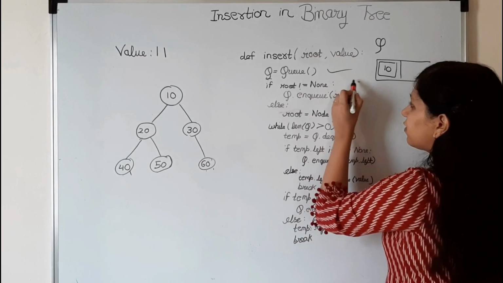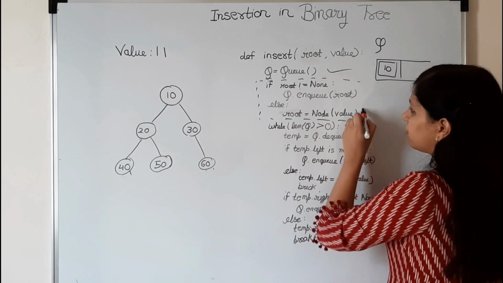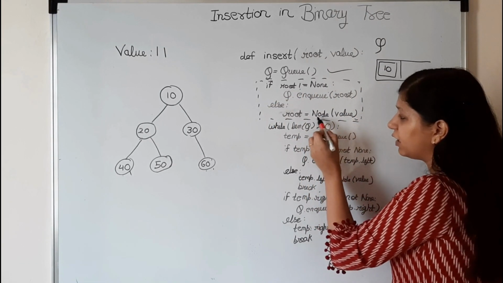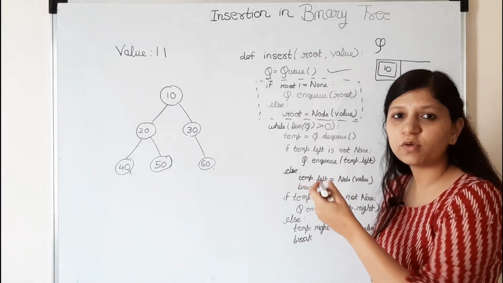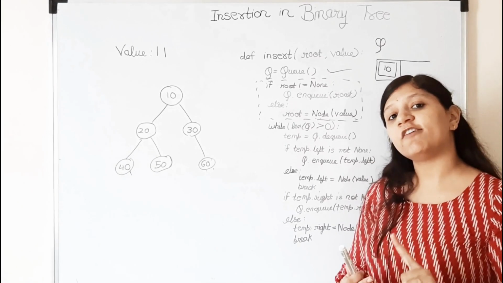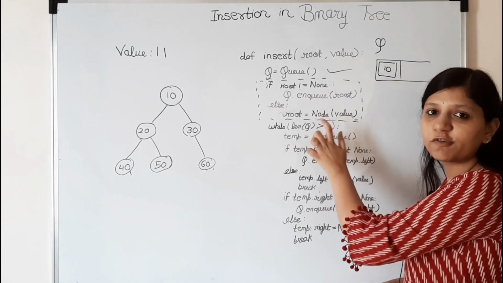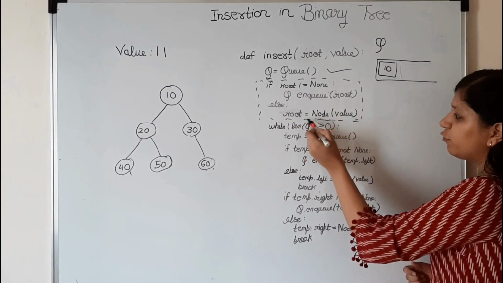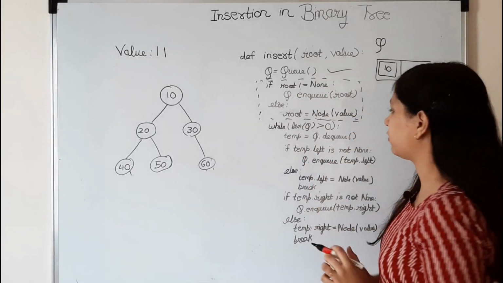So this is the first part, and a corner case as well: if root is equal to none, what I'll do is create a new node. For this also, if you are not clear how to create a node, you can see the tutorial where I have introduced binary tree. There we have created class Node as well. So we are calling the constructor of the Node class, and we are passing value as 11. So it will create a new node. But in this case, root is not none, so we are enqueuing it.